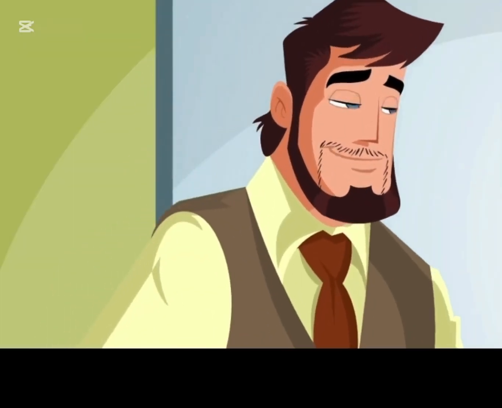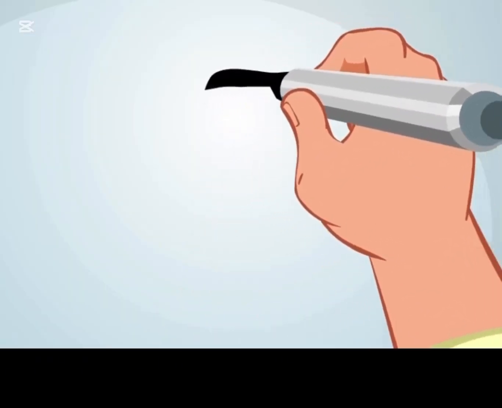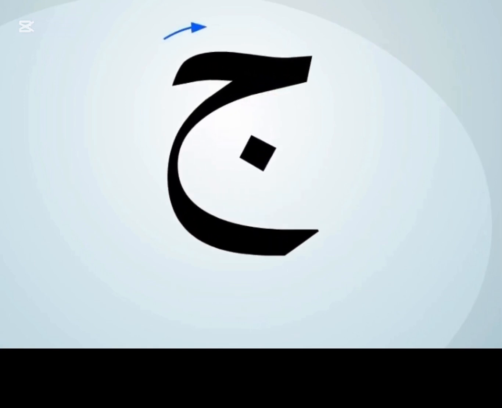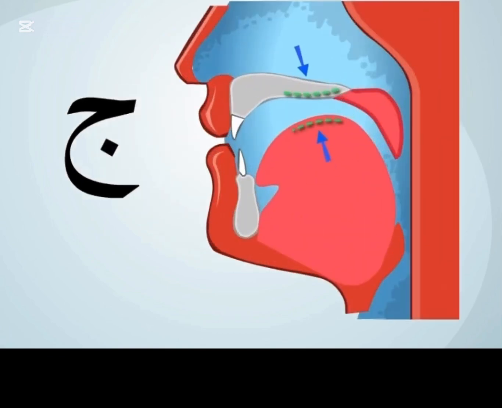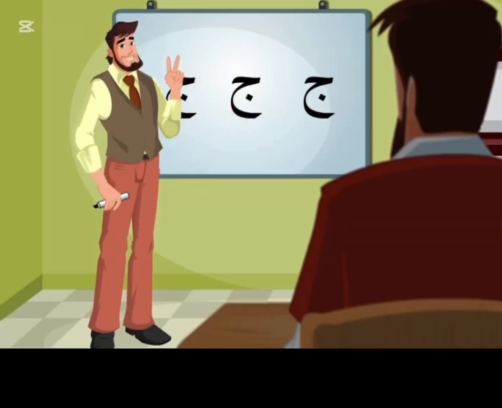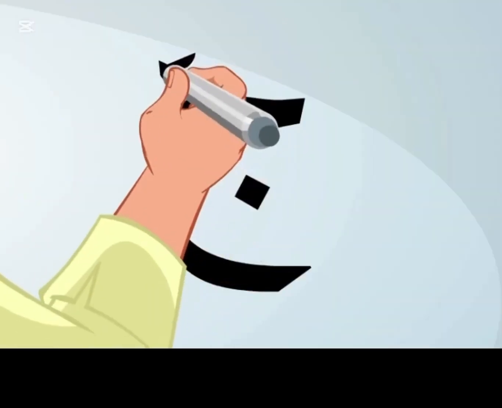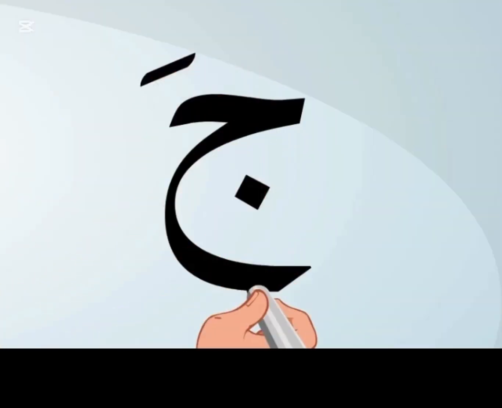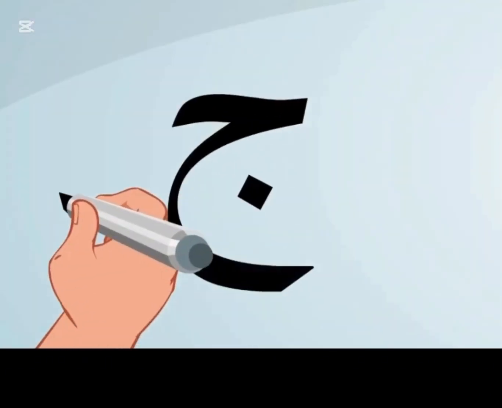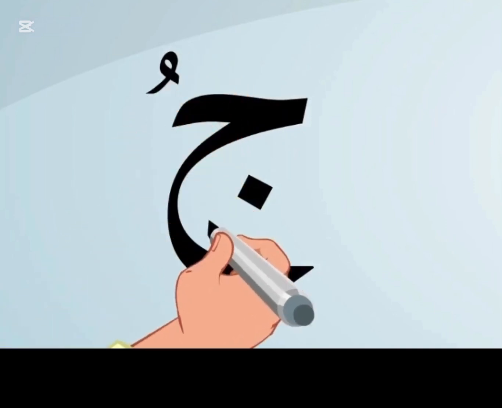Let's see the next letter. Jim. This is how we write it. How to pronounce the letters with short vowels: Fath, Kasr, and Dam. Ja, Ji, Ju.